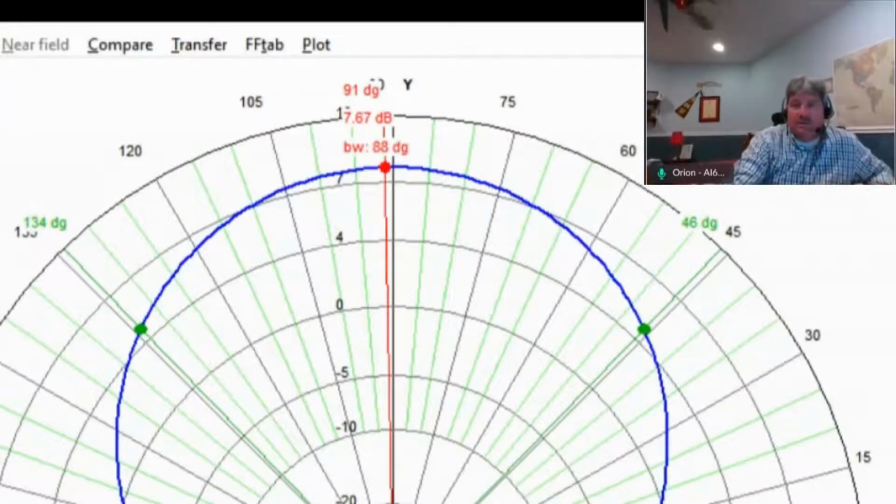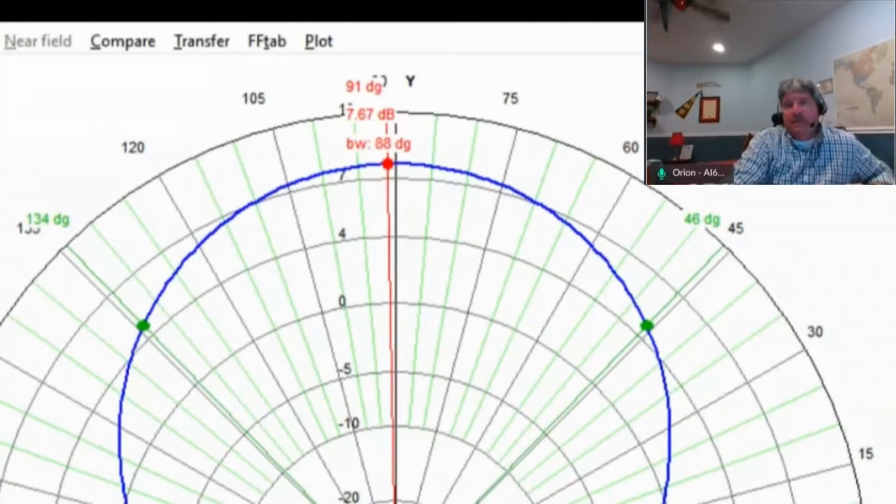Oh, I forgot to mention these dots right here. These are the 3 dB points, meaning 3 dB down. So from the 7.67, take away 3, you're going to have a gain of 4.67 here. And the significance of 3 dB is that's half power. So now you've lost half the power between here and here. So most of your gain is in this area.